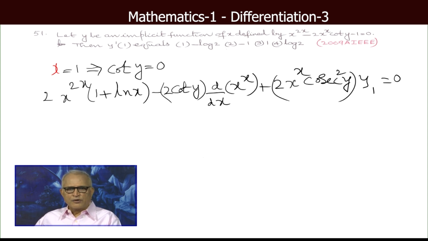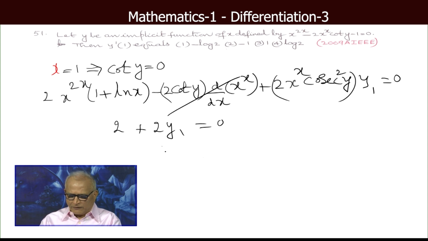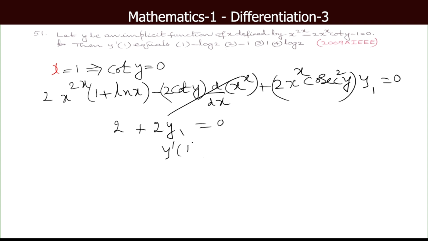Now, let us substitute x equal to 1. When x equal to 1, this term will go, because when x equal to 1, cotangent y is 0. And when x equal to 1, ln 1 is 0, this is 1, this is 1, this is 2. So, 2 plus. When x equal to 1, cosecant square y is 1 plus cot square y. When cot y equal to 0, that will be 1. So, 2 plus y1 equal to 0, or y dash 1 is equal to minus 1.